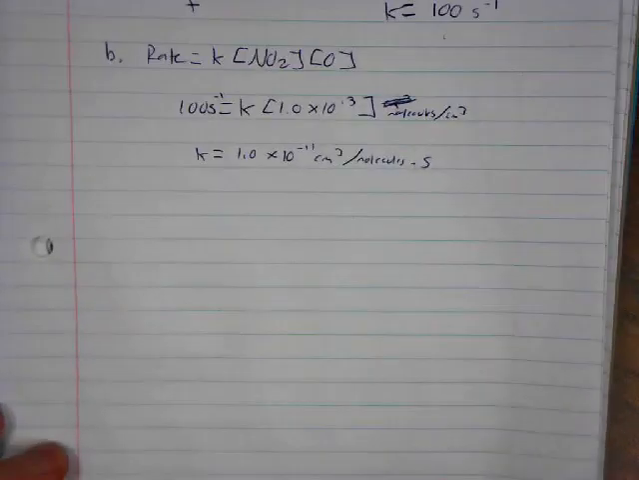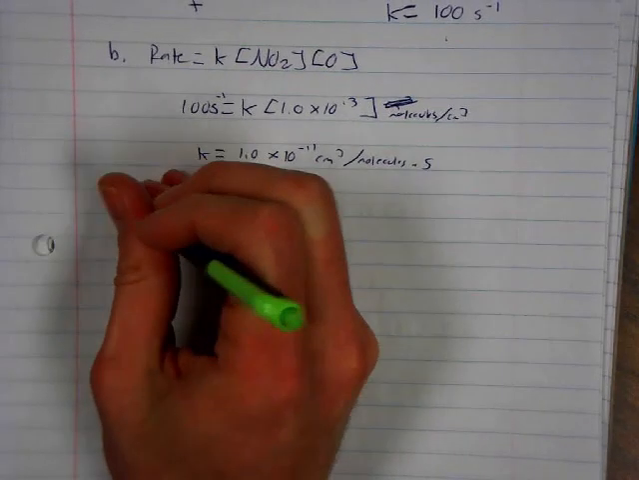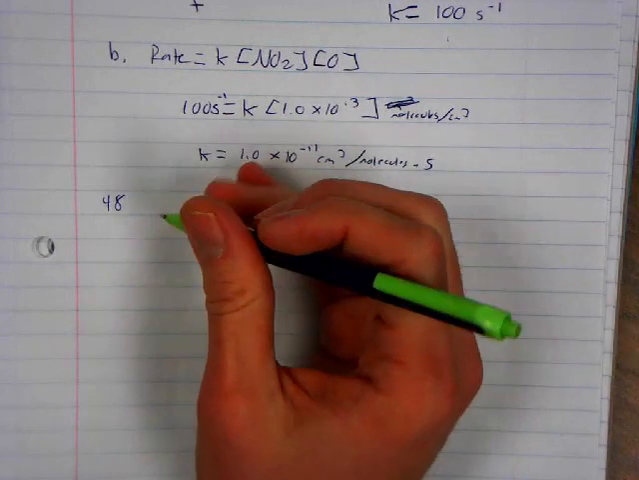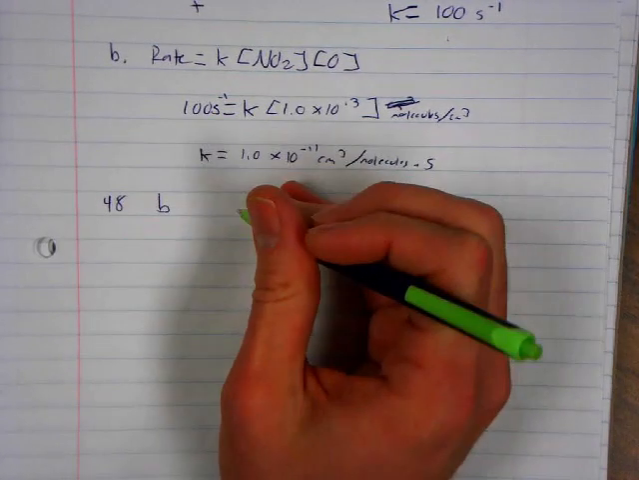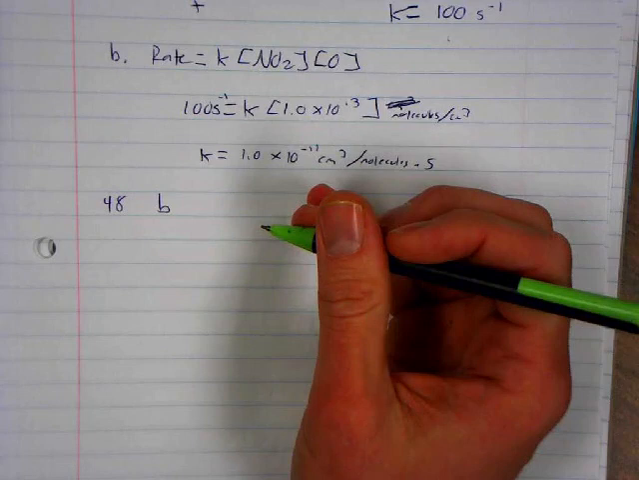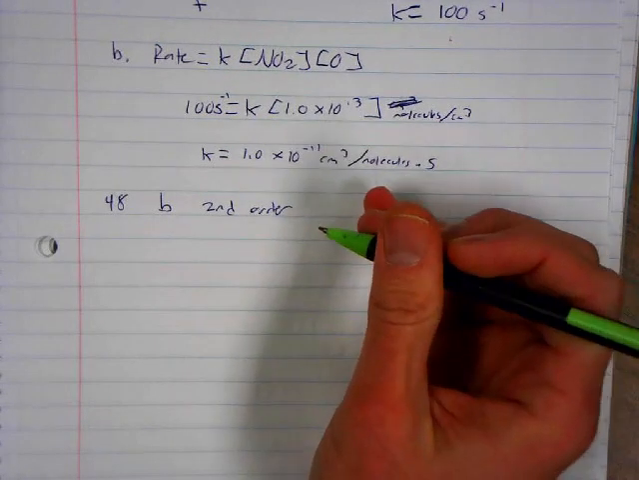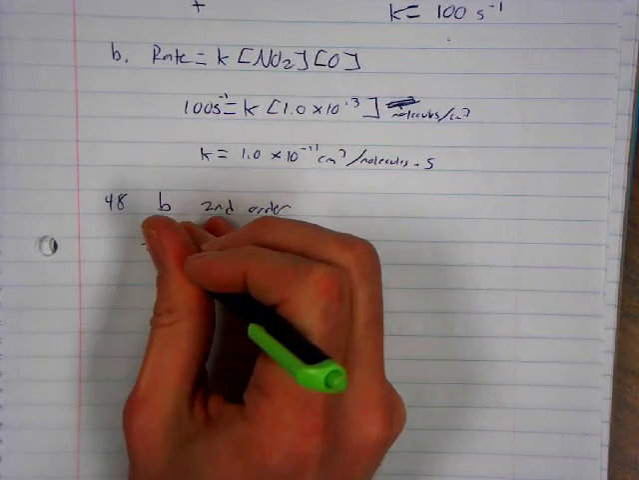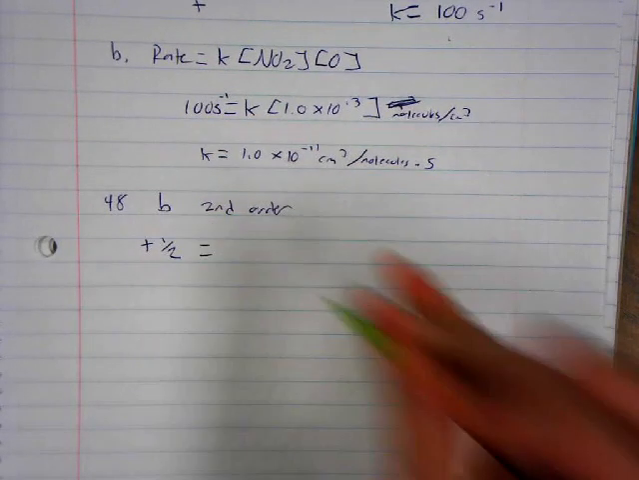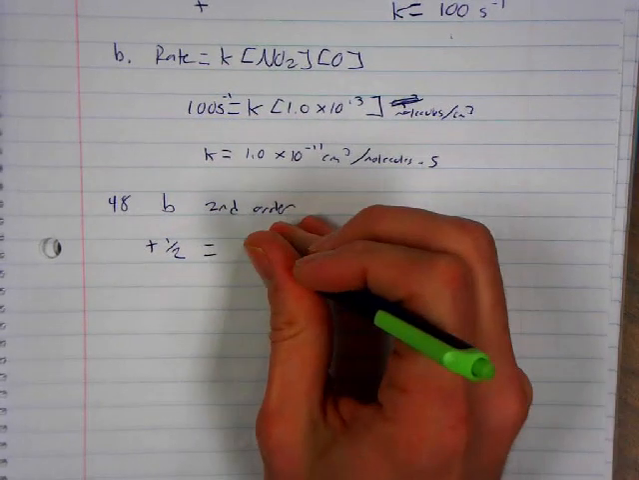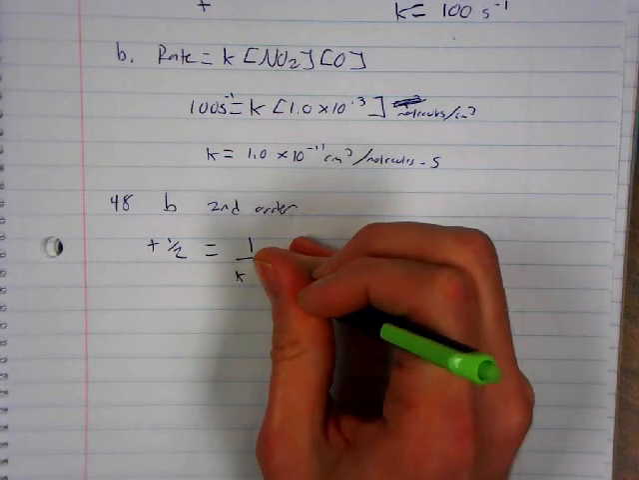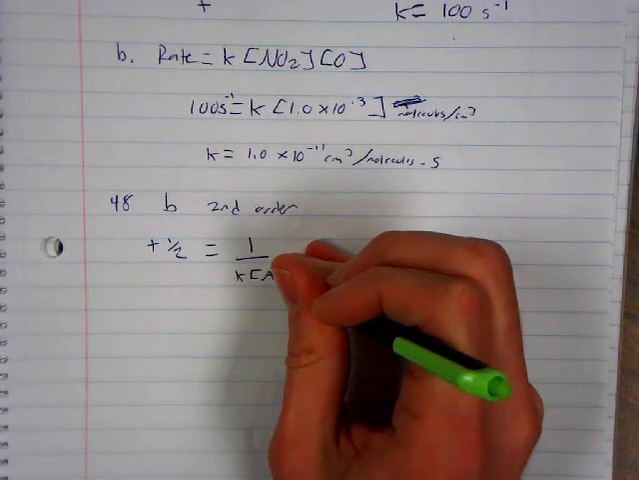Aubrey's asking, on 48, on B, what does it mean by the first 3 half-lives? Okay, 48B. What are the first 3 half-lives? Just take the half-life. But what is the answer supposed to be? Okay. So 48, on B, we know that it's second order, right? Yes.